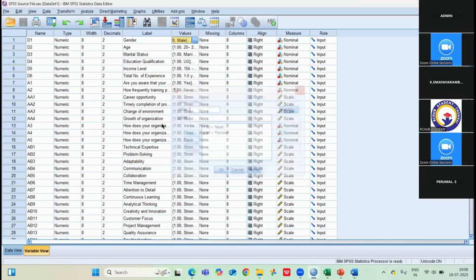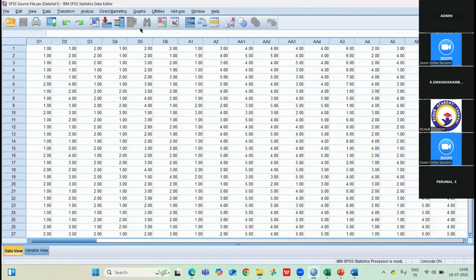Similarly, I have entered all the options, and I have typed what kind of data type each belongs to, whether it is categorical, that is nominal, or metric. Any Likert scale based question or numbers is nothing but metric. We can say it as scale. And I have typed all the questions, all the options, and I have also entered the entire data set.